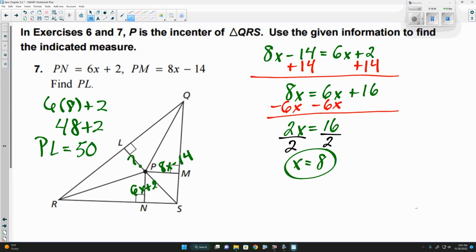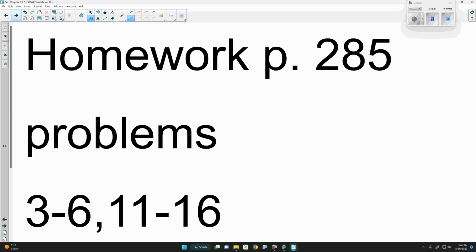So, well, it might be helpful to write the assignment down. 3 through 6 and 11 through 16.